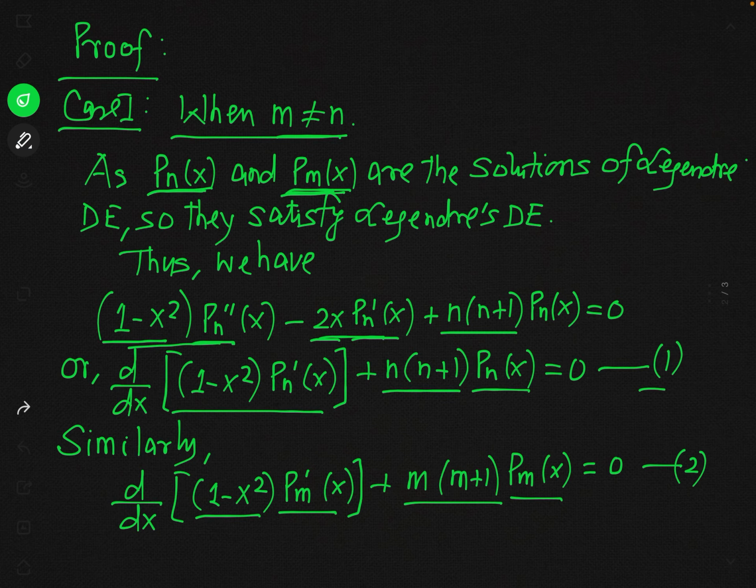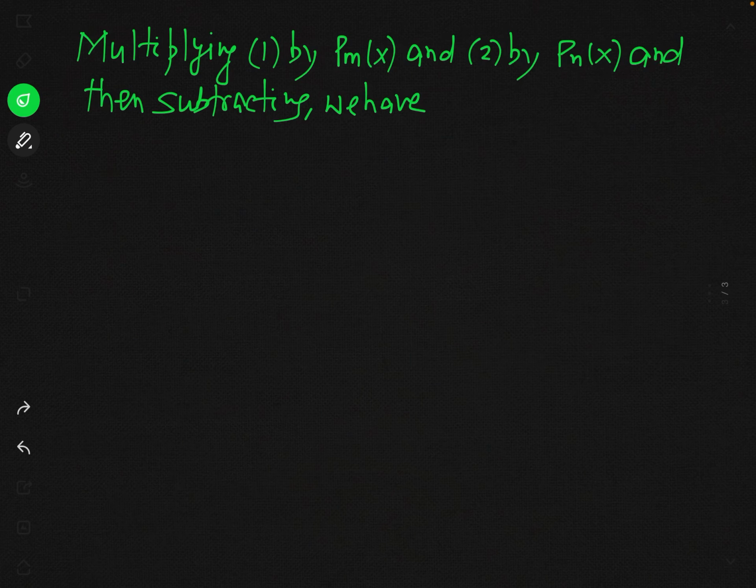We will multiply this equation by Pm of x and this second equation by Pn of x, and then we will subtract equation 2 from equation 1. So you can see I have mentioned here that multiplying 1 by Pm of x and 2 by Pn of x and then subtracting, what we will get.